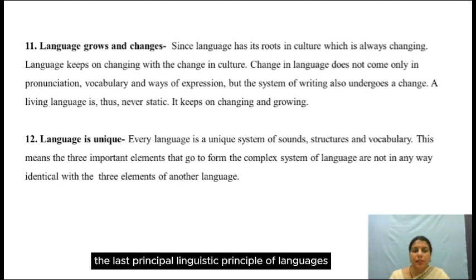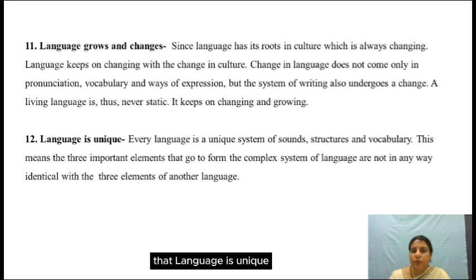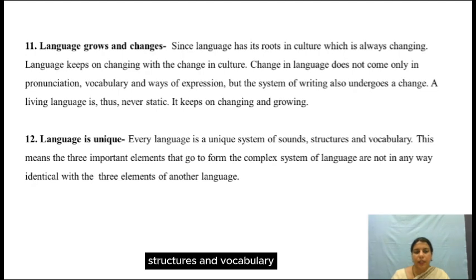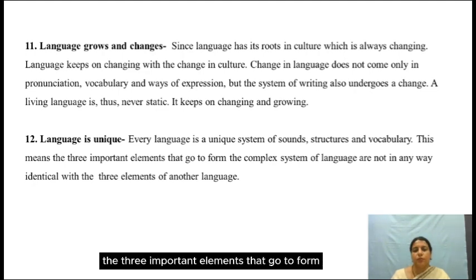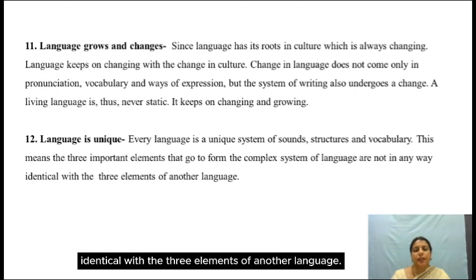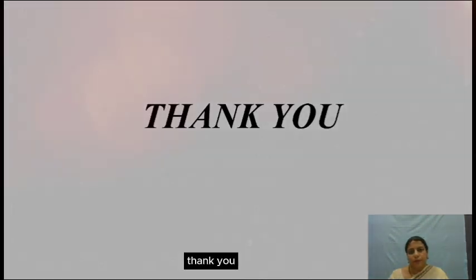Then the last linguistic principle of language is that language is unique. Every language is a unique system of sounds, structures, and vocabulary. This means the three important elements that go to form the complex system of language are not in any way identical with the three elements of another language. That's all about the linguistic principles of language.